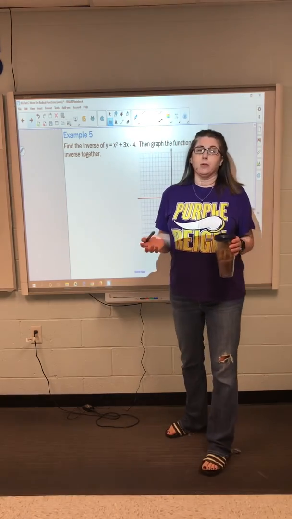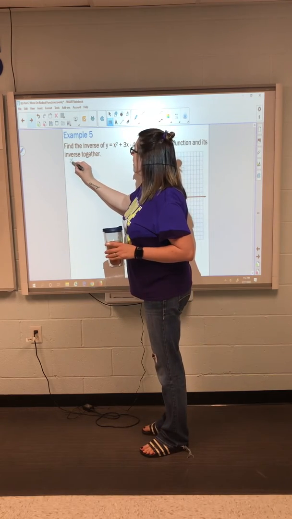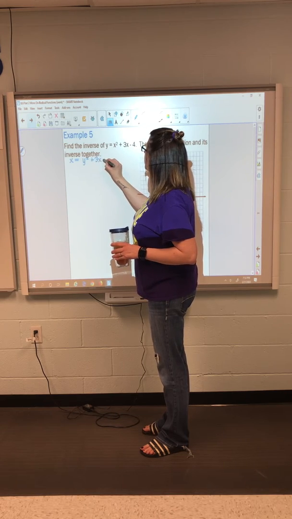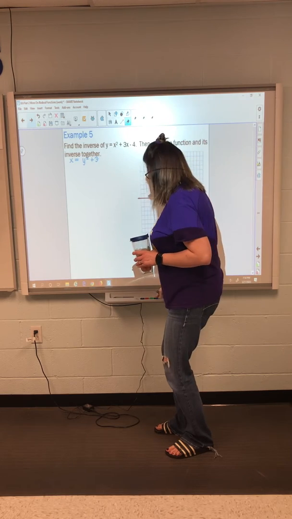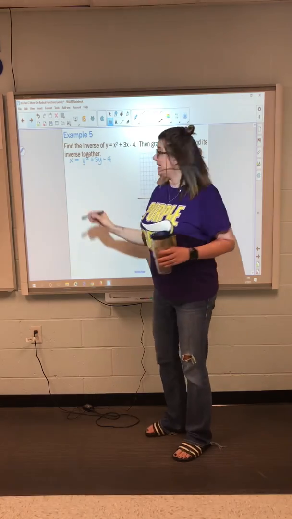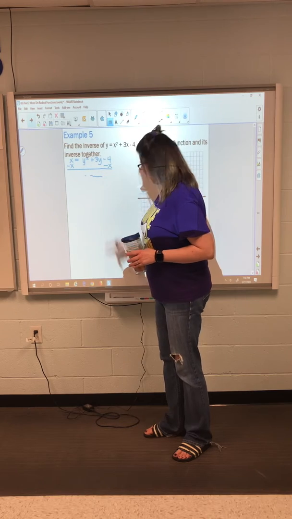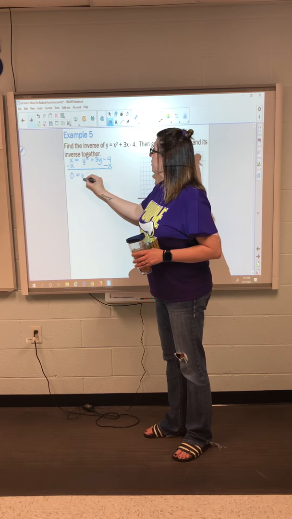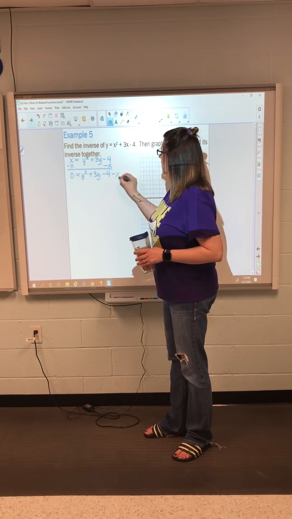All right, example 5, here we go. We're going to switch the x and the y's. So we have x equals y squared plus 3y minus 4. Whoops, that should be a y. All right, quadratic. We got to get 0 on one side, so I'm going to subtract the x, moving it over. So I have 0 equals y squared plus 3y minus 4 minus x.